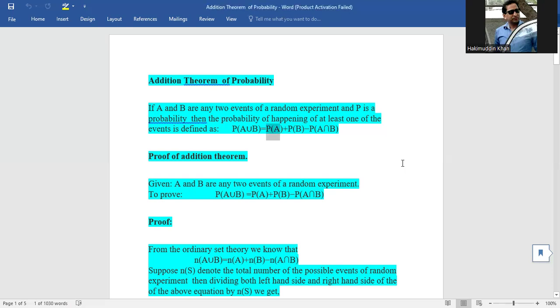Now, we will prove this theorem. In order to prove this theorem, given A and B are two events of a random experiment, to prove P of A union B is equal to P of A plus P of B minus P of A intersection B. Now, how do we prove this? So here is the proof.